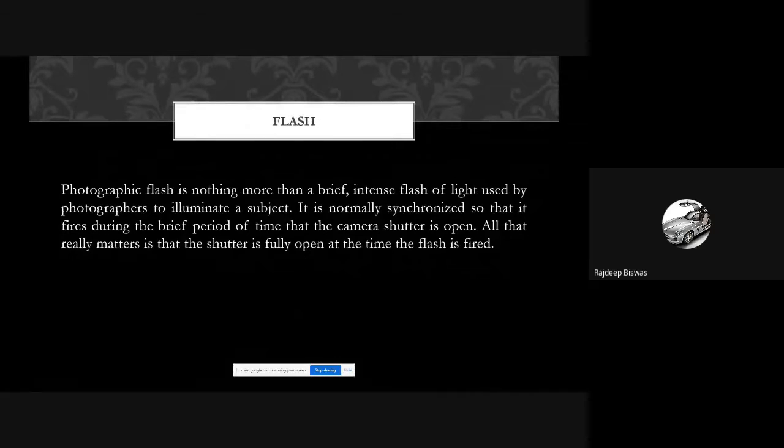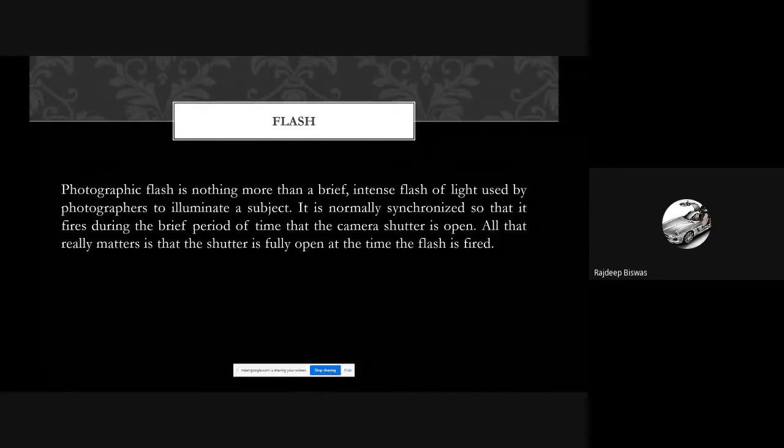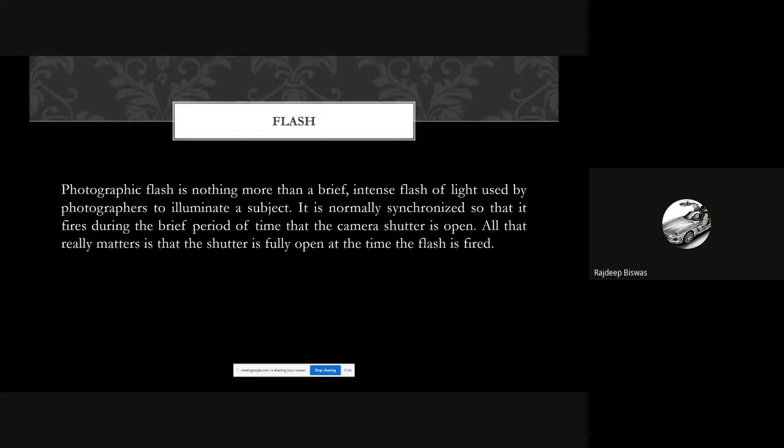Now flash. Well, most of the cameras we use do have a pop-up flash. Mainly all the, if I'm not mistaken, all the crop sensor models do have that. Most of the full frames do not have that. However, photographic flash is nothing more than a brief, intense flash of light used by photographers to illuminate a subject. Of course, why are you using an external light source?